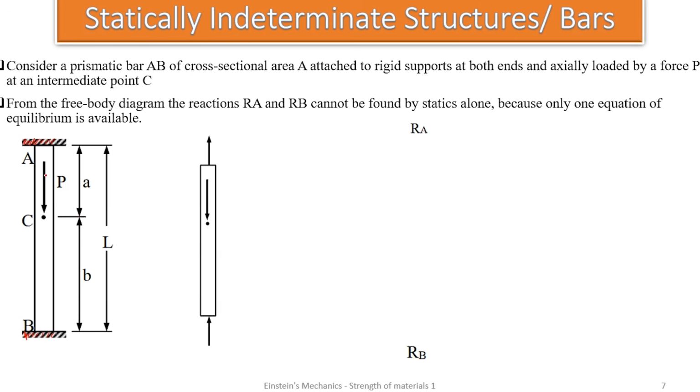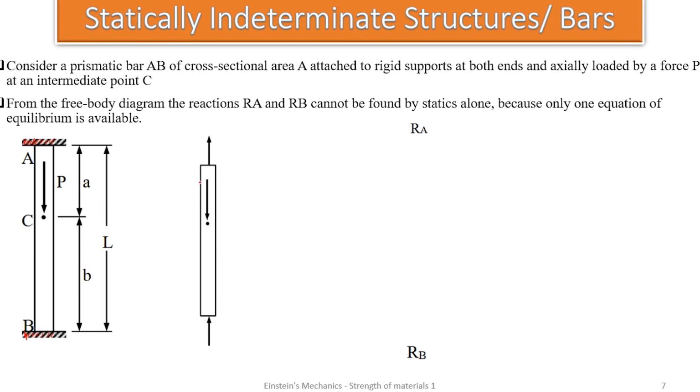So let's consider this bar, which has two fixed ends, labeled A, C, and B. A force of P is induced inside the bar. It has a uniform cross-section area. We can see that from A to C is labeled small a, and from C to B is labeled small b, and the total length is given.